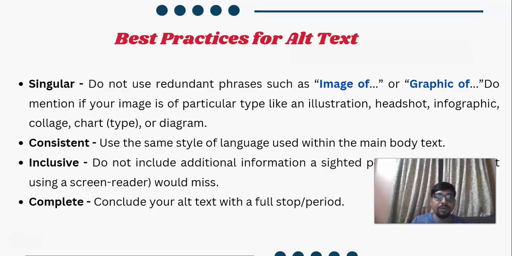I'll explain how you can prepare it. Then be consistent: use the same style of language used within the main body of text. Every chapter or every book should be the same. If you are working on a book, then it should be the same style of language. Be inclusive: do not include additional information a sighted person would miss. Then conclude your alt text with a full stop, because it is complete information.